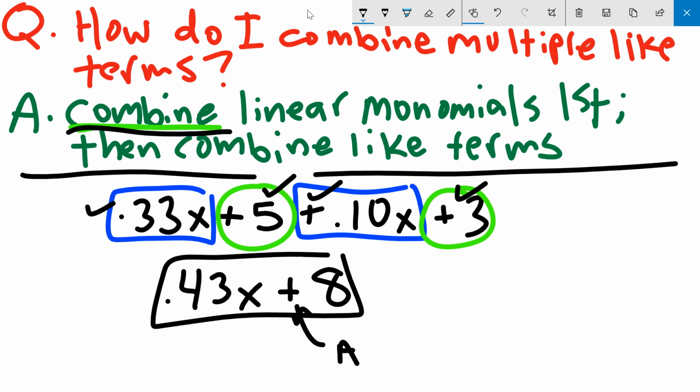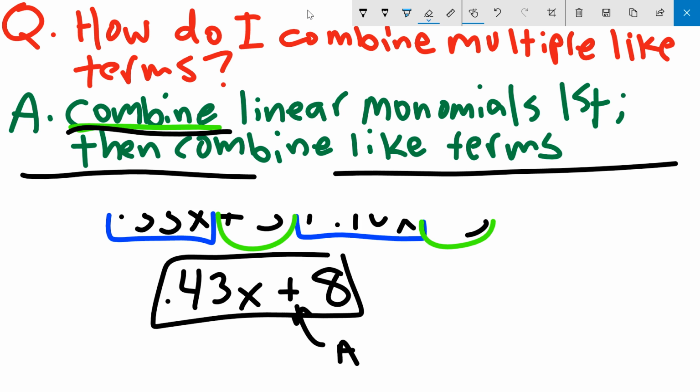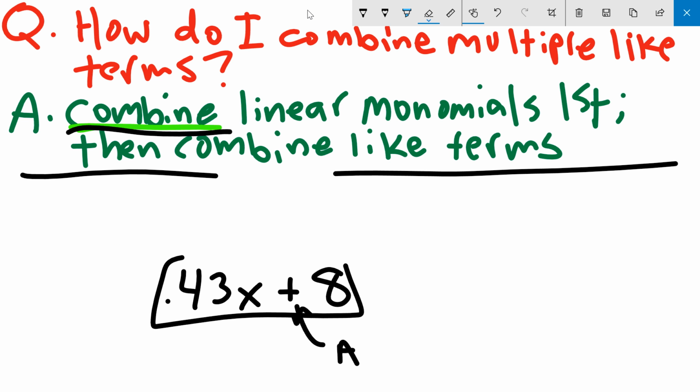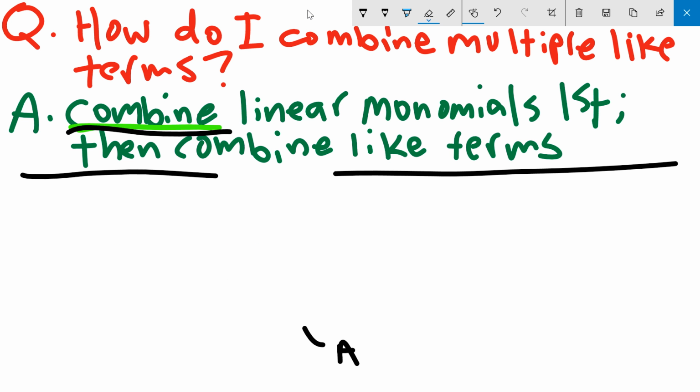We've got time for one more example, so I'm going to go ahead and erase, and then we're going to look at another example. Notice in that last example, we combined linear monomials first, then we combined the like terms.